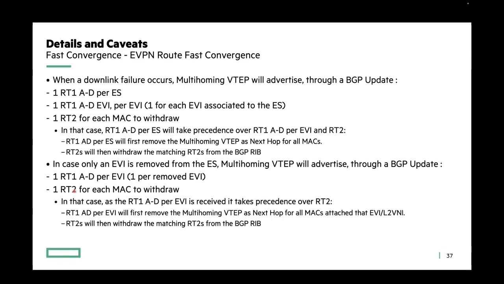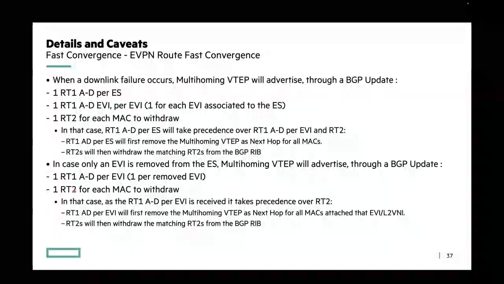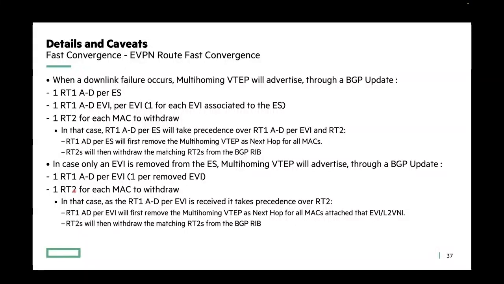Now, what happens when we only remove an EVI from an Ethernet segment? The Ethernet segment is still up and running, and the physical ports attached to that Ethernet segment are also still up and running. So in that case, the BGP update will have one RT1 AD per EVI, so one per removed EVI, and the RT2s. And here, because the RT1 AD per EVI is received without any RT1 AD per ES, it takes precedence over the RT2.